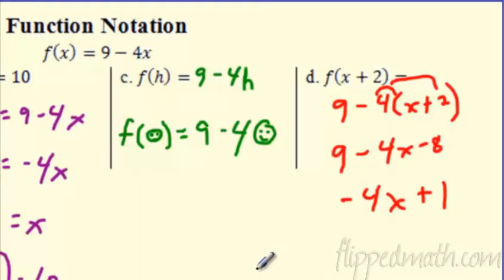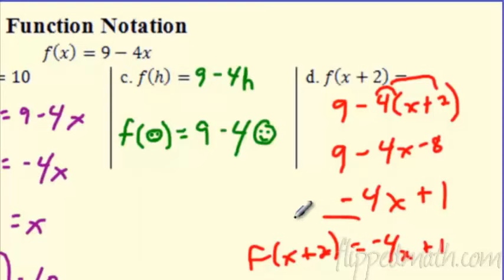So the f of x plus 2, if you want to write this out so you can see it, the f of x plus 2 equals negative 4x plus 1. Boom, there it is. So don't freak out. We can put anything we want in there.